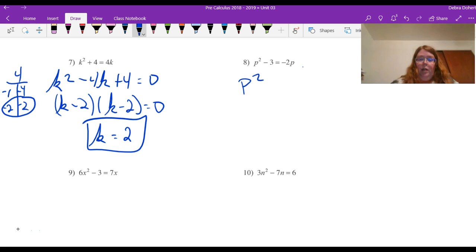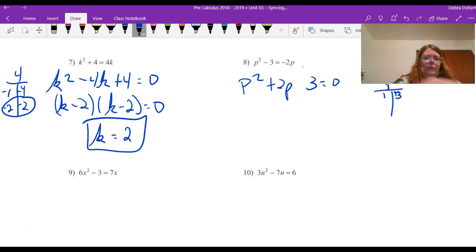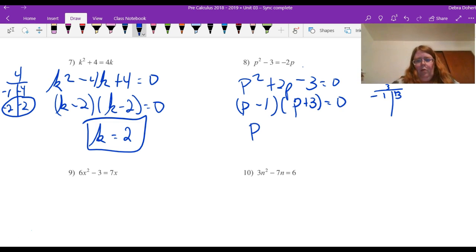p squared, I'm going to add 2p, I'm going to add 3. Factors of 3 are 1 and 3. That's all there is to it. The sign of this means that's a positive. Oops, I keep on doing that. That's supposed to be a negative 3, and then the one is going to be a negative. So we're going to have p subtract 1 and p plus 3 equals 0. So p equals 1, or p equals negative 3.